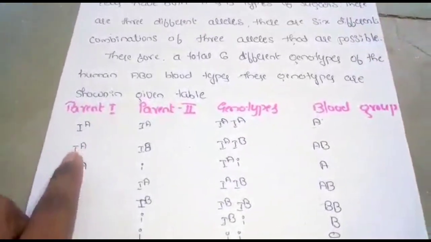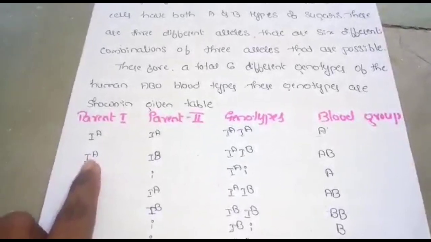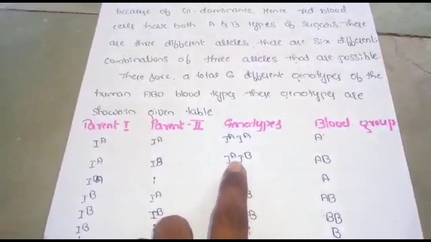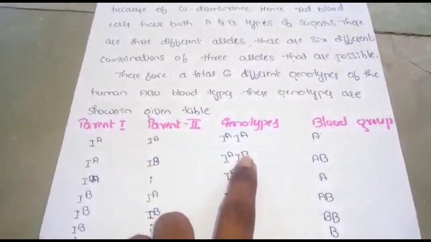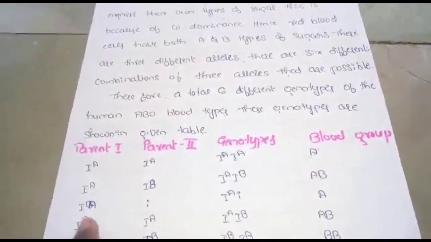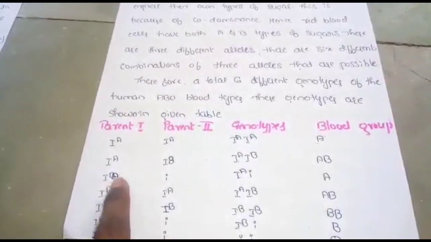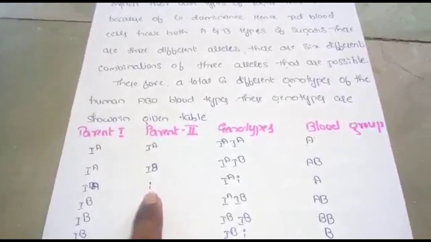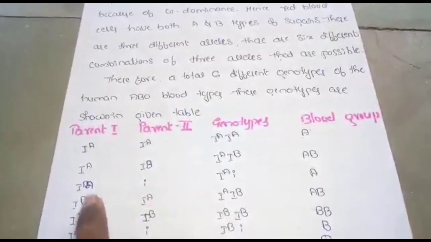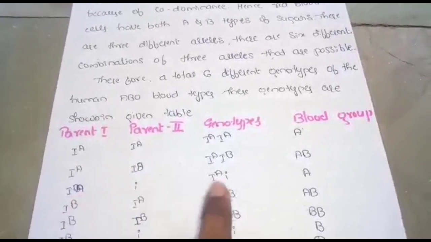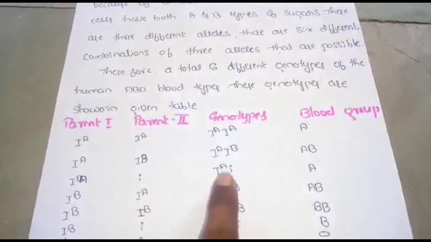Now consider the father is IA and the mother is IB. The genotype is IA IB, and the offspring blood group is AB. Next, IA and small i. The mother does not have any sugar molecules, so the father has only a single sugar molecule, blood group A. The possible genotype is IA i, and the offspring blood group is A.